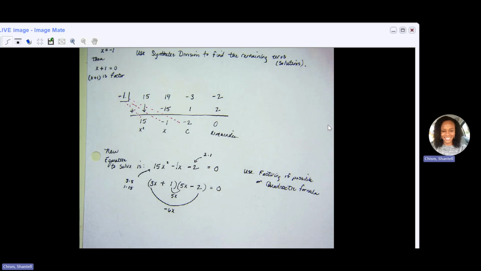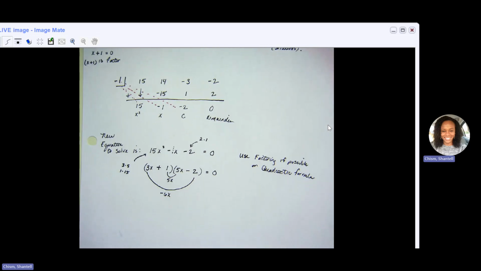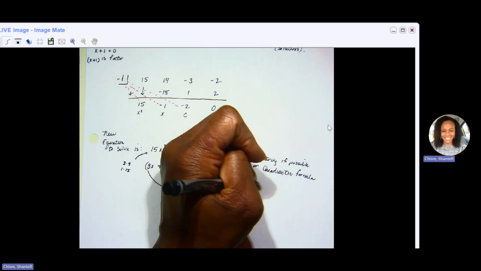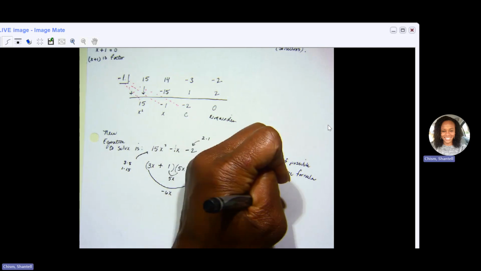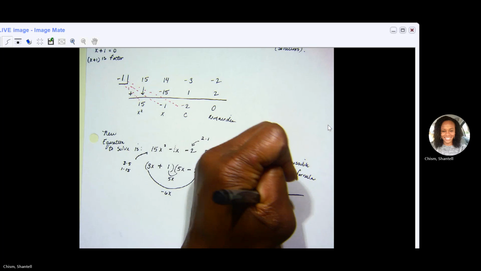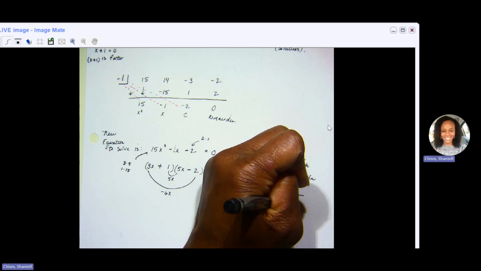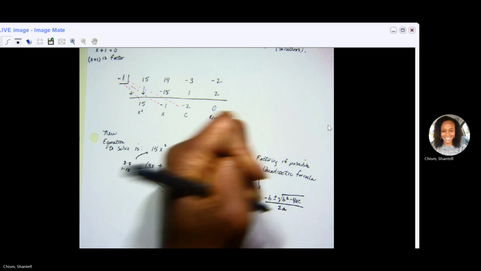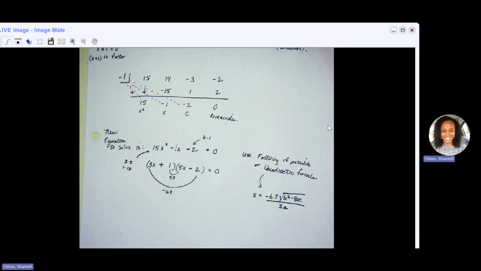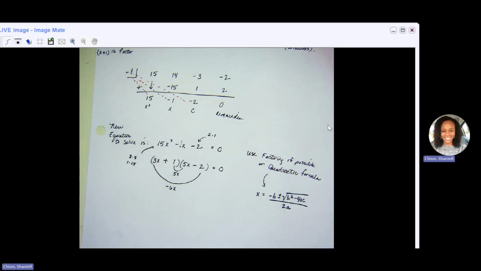Okay? So it was factorable. But remember, the quadratic formula, you could also use it. Opposite of b plus or minus radical b squared minus 4ac all over 2a. So if factoring is not comfortable for you, you can use the quadratic formula. I'm going to show you both ways. I'm going to take this opportunity to just show you both methods.